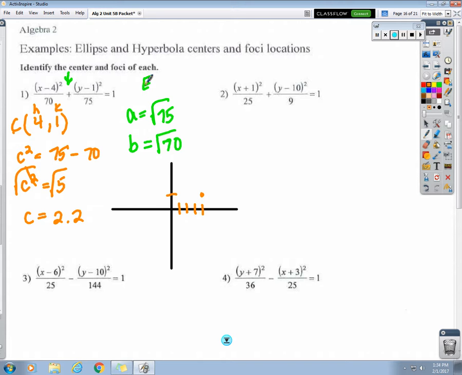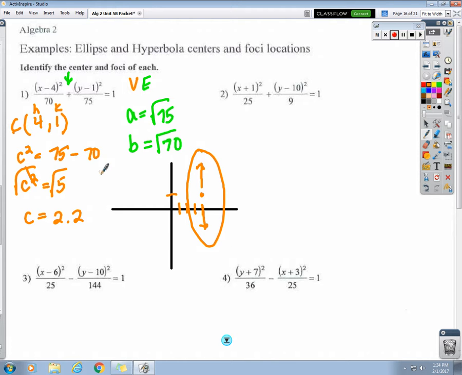With an ellipse, isn't the bigger number under the y this time, right? So that makes it vertical. So basically, doesn't that mean my ellipse is going to look something like this, more or less? Okay, because it's vertical, doesn't that mean to find the foci points, I'll be going up and down?